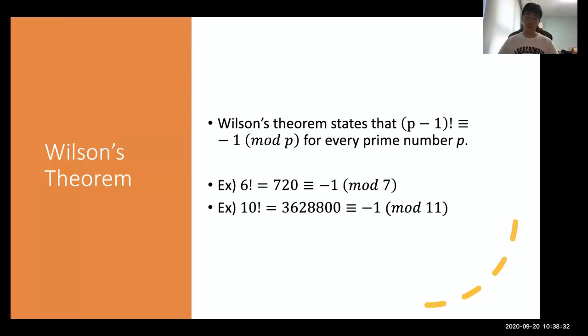To move on, let's cover some basic theorems in number theory. The first one I'll talk about is Wilson's theorem. This states that p minus 1 factorial is congruent to minus 1 in modulo p for every prime number p. For example, 6 factorial, which is 720, is congruent to minus 1 in modulo 7. And 10 factorial, which is 3,628,800, is congruent to minus 1 in modulus 11. This is true when you calculate, and it can be applied to any prime number that you can think of.